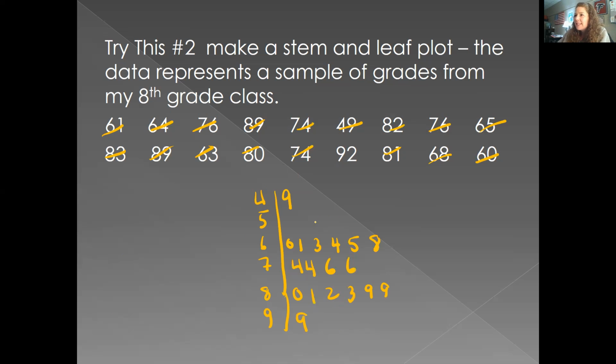Did you count your leaves to see if you got them all? So there's 1, 2, 3, 4, 5, 6, 7, 8, 9, 10, 11, 12, 13, 14, 15, 16, 17, 18. So we have 2, 4, 6, 8, 10, 12, 14, 16, 18. So make sure you always count to make sure you don't miss something. All right, so you can use any key, it doesn't have to be the top one. So 4 line 9 means, or you could put equals 49.